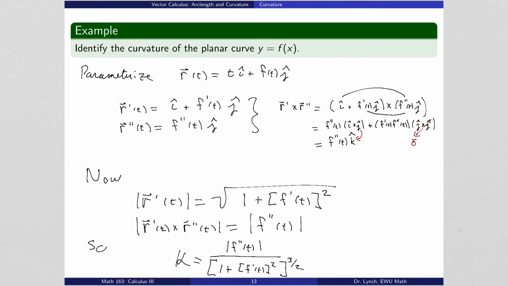Okay, so this is a super cool expression for curvature. It tells us that curvature is related to the second derivative, which you might expect, but it also has to do with the first derivative as well. So you can make curvature smaller by making the first derivative large and keeping the second derivative the same.